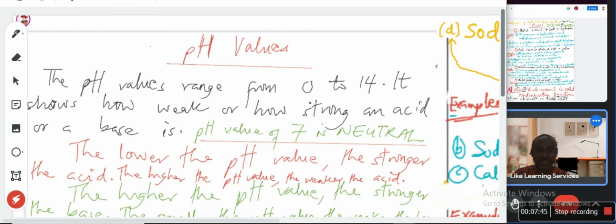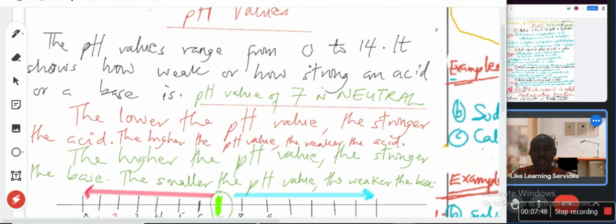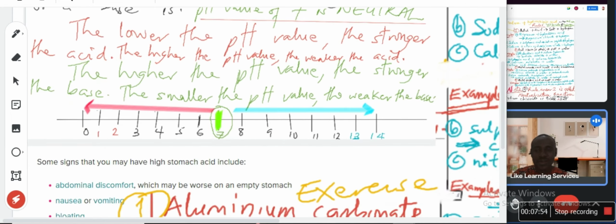All right. So, the lower the pH value, the stronger the acid. I hope you know that. And the higher the pH value, the weaker the acid. Or the stronger, yes, the higher the pH value, the stronger the base. The smaller the pH value, the weaker the base.